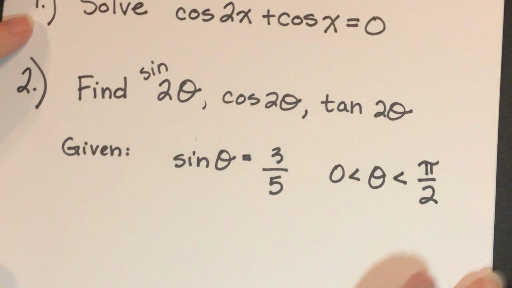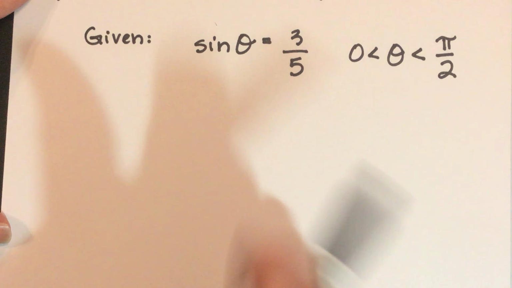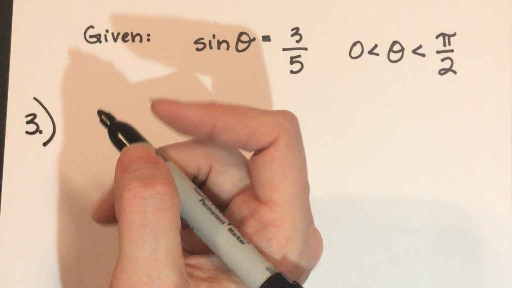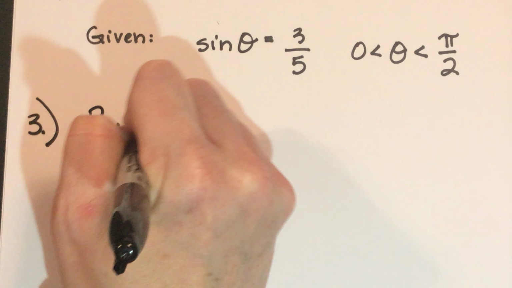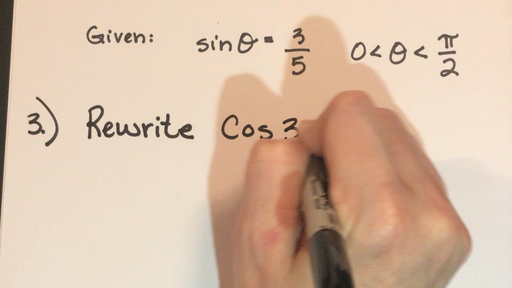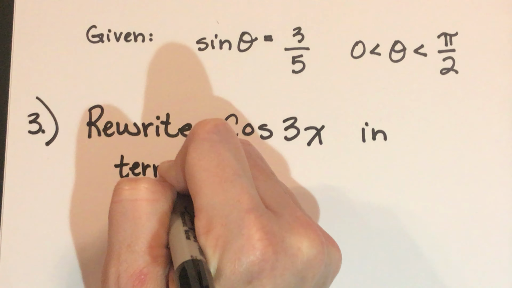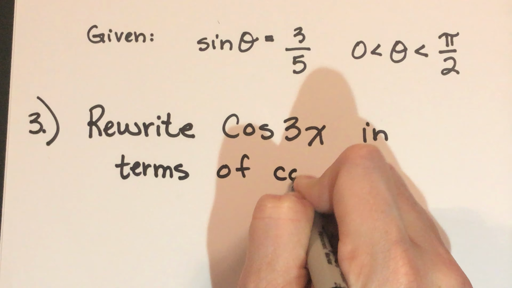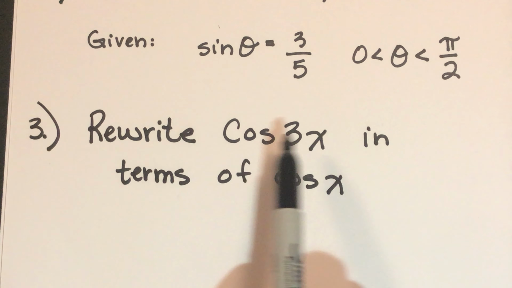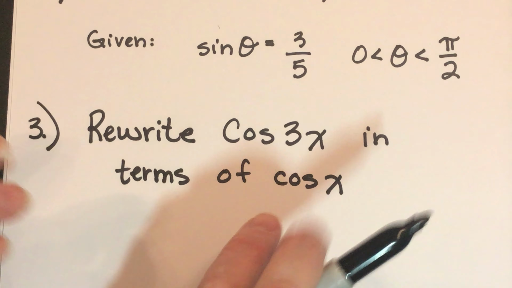Okay, so I've given you these are your 3 problems. So this was the first one, the second one, and now the third one is going to be, you are going to rewrite the cosine triple angle, so cosine 3x in terms of cosine x. So very similar to what we just did, but you're going to be doing the cosine of 3x. So take what you learned from that example and apply it to this problem.